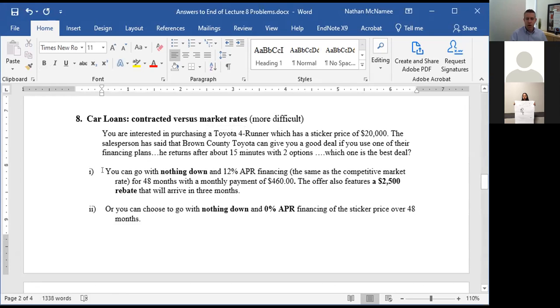The first one is nothing down. That means you're not going to pay anything immediately, but your interest rate is going to be 12% APR financing. And this is the competitive market rate. So you could pay the competitive market rate of 12% for 48 months with a monthly payment of $460. The offer also features a $2,500 rebate that will arrive in 3 months. Wow, this is complicated. Let's look at this one first.